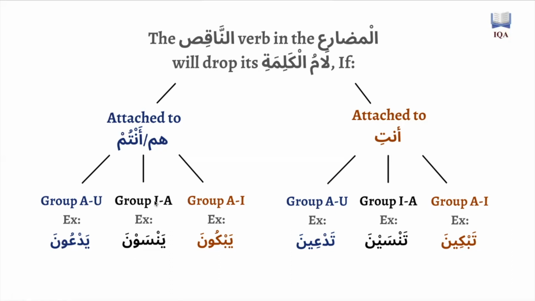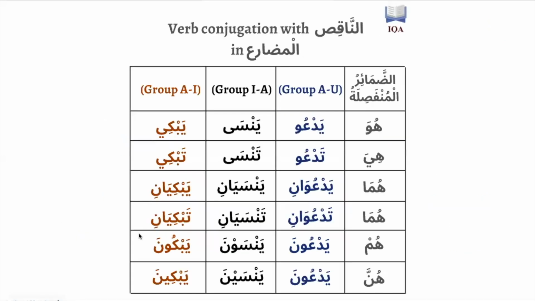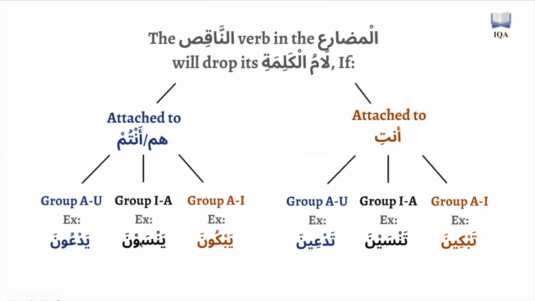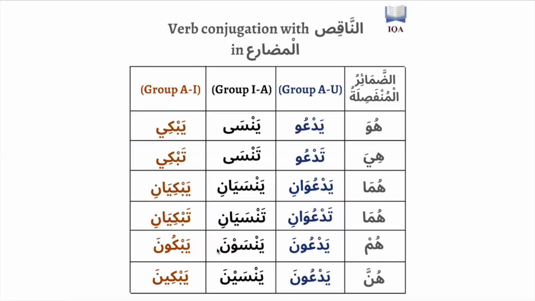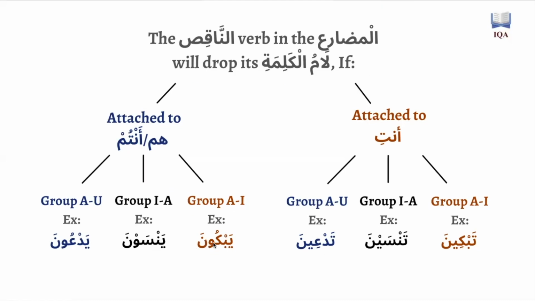A clear example is group EA, where, for example, we have yansawna. So yansawna originally had an alif at the end, yansa. But this alif is dropped so that you can add the waw, which again is the attached form of antum or hum. And then for group AE, you have yabkuna. We changed the kasra that was in yabki to a dhamma to accommodate the waw. And likewise, the ya that was at the end of yabki was removed in order to add the waw here.